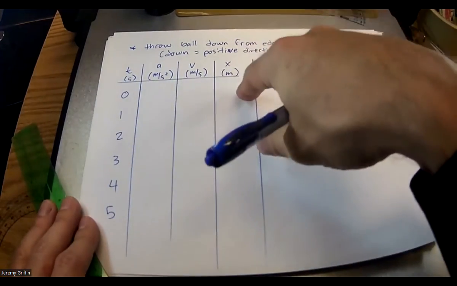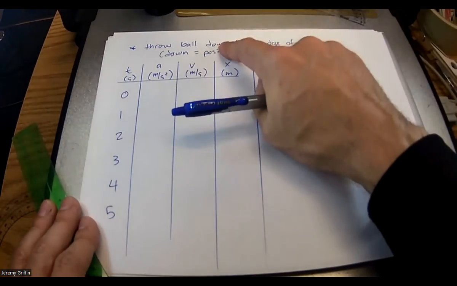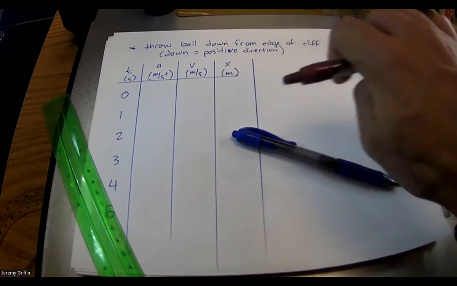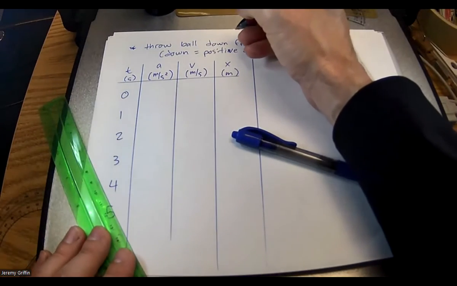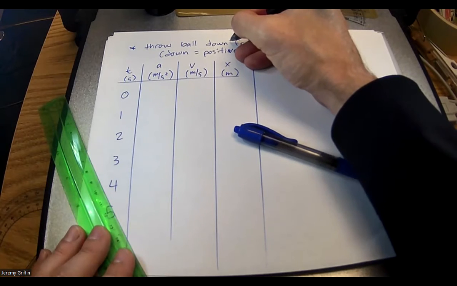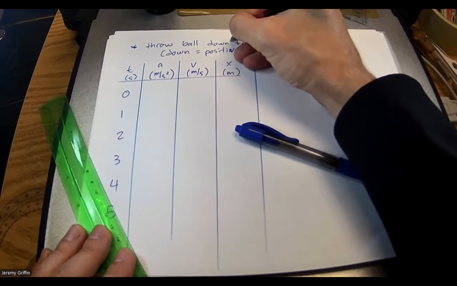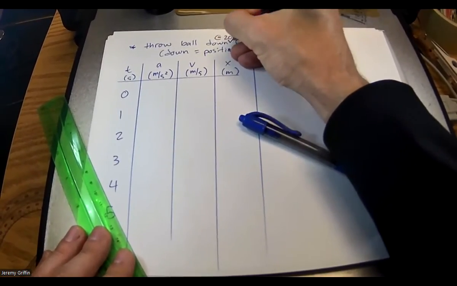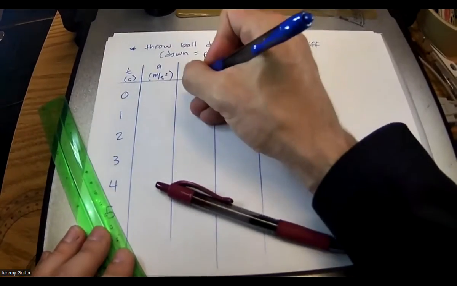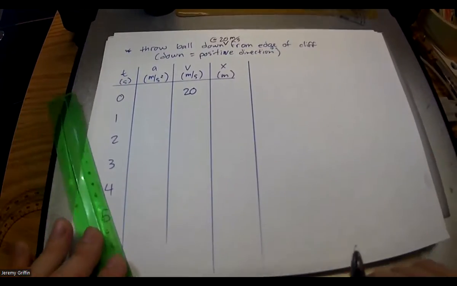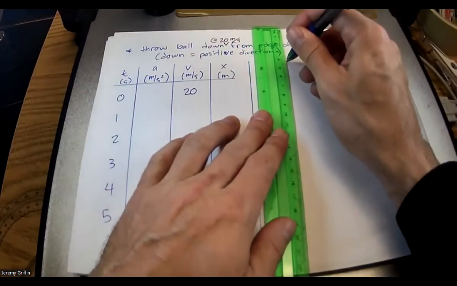Okay. I forgot to say throw down at what speed. You guys tell me, what do you feel like for the throwing speed? Let's go 20 meters per second. So we've got to throw the ball down at 20 meters per second. Okay, so there you go. That's our starting value.